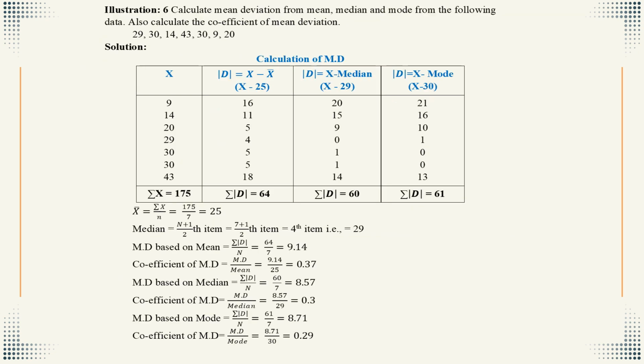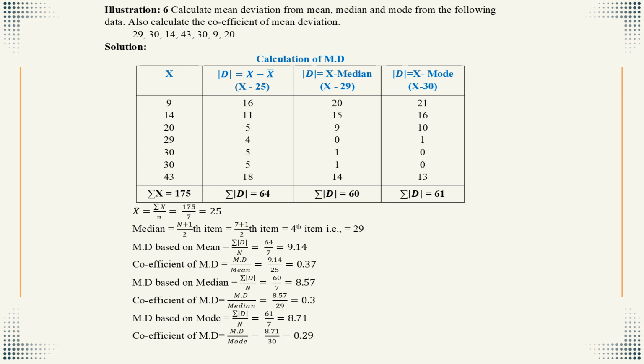The sixth illustration is given. For individual observations, you are expected to calculate the mean, median and mode, and from those calculate the mean deviation. That means taking the mean in one, the median in another, and the mode in the third, and taking the differences. Now let us see how it is calculated.